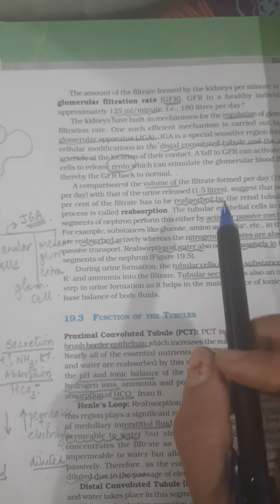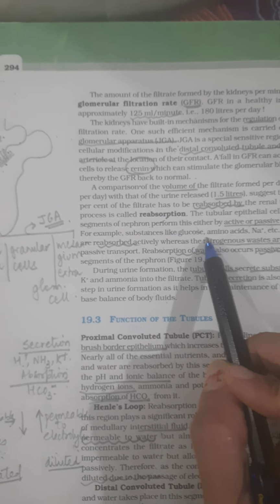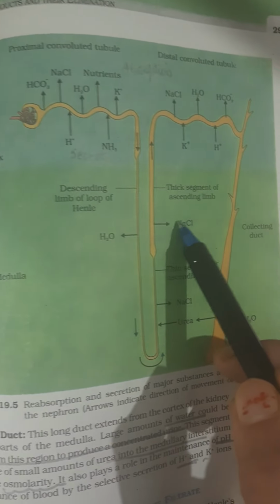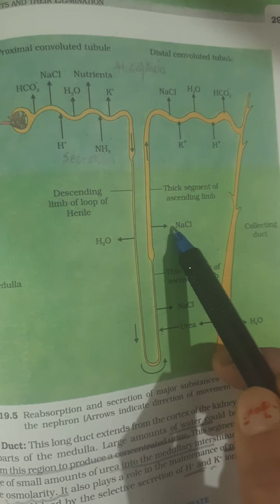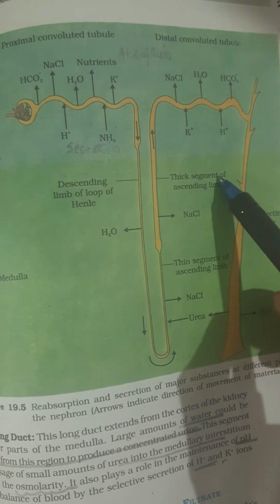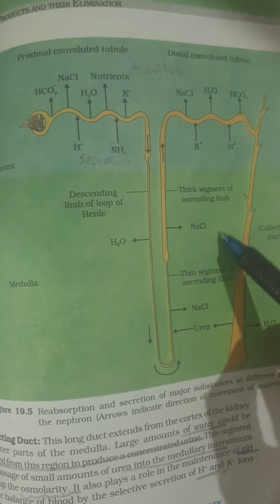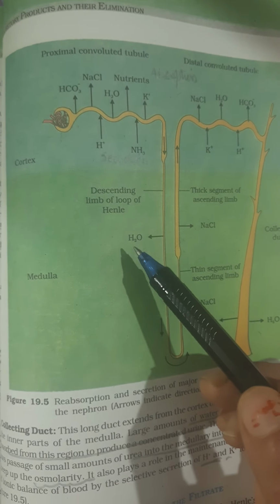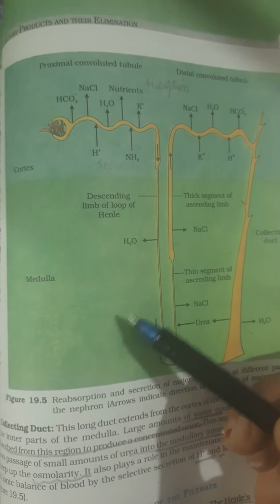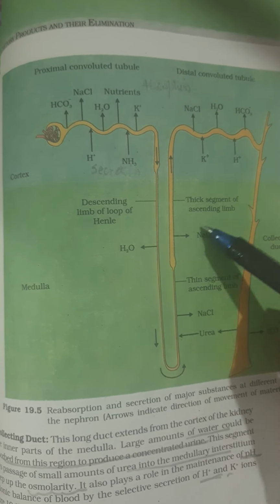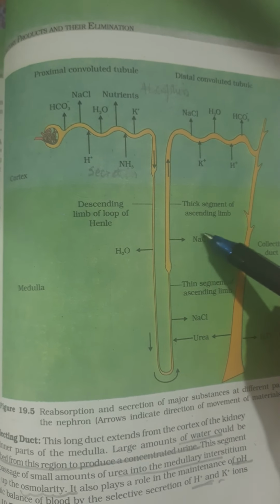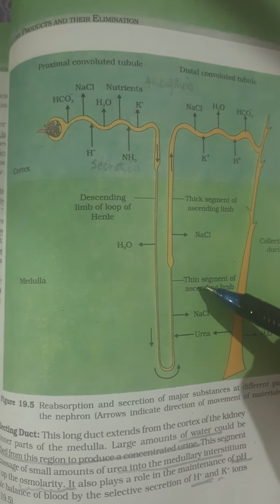Another important thing is reabsorption and secretion. These are the two other steps for urine formation. Let us see what it is. Reabsorption means this, that inside the body fluid, suppose we need to reabsorb sodium chloride or we need to reabsorb water. Okay, so the body will start reabsorbing whatever is required.